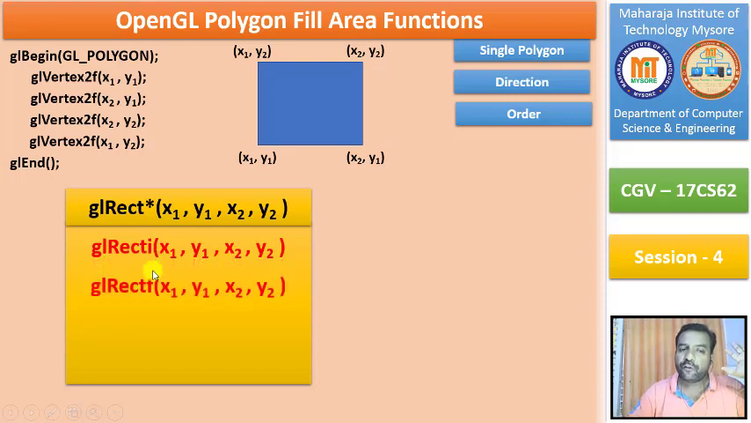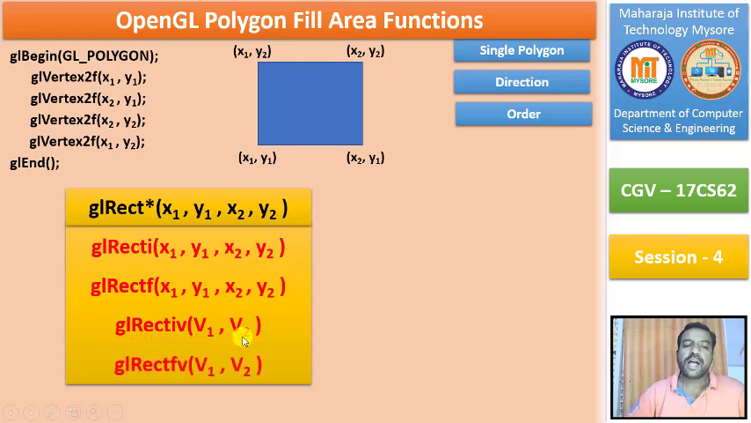And if I am passing floating point values for these 4 values, it's going to be GLRectf. And if I am passing integers with a vector array, storing x1, y1 in v1 and x2, y2 in v2, then I am going to have GLRectiv. i stands for integer, v stands for vector. And I am going to have GLRectfv, similar for floating point values. That's fine. So this is how we are going to make use of the GLRect function.